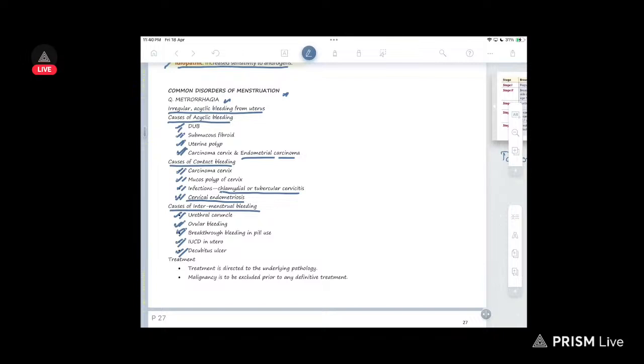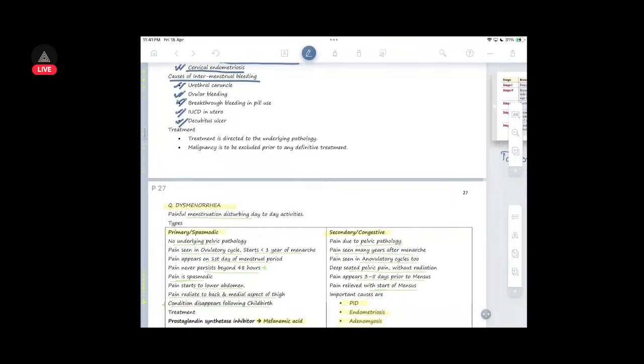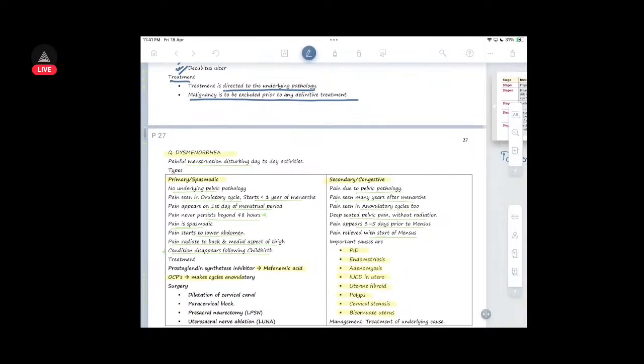Okay, it may be DUB, dysfunctional uterine bleeding, submucous fibroid, uterine polyp, carcinoma cervix. Contact bleeding like carcinoma of the cervix, mucous polyp of cervix, infections like chlamydia or trichomonal cervicitis, cervical endometriosis. Causes of intermenstrual bleeding: urethral caruncle, ovular bleeding, breakthrough bleeding in pelvis, IUCD in utero, and decubitus ulcer. Treatment is directed to the underlying pathology, and malignancy is to be excluded before any definitive treatment.